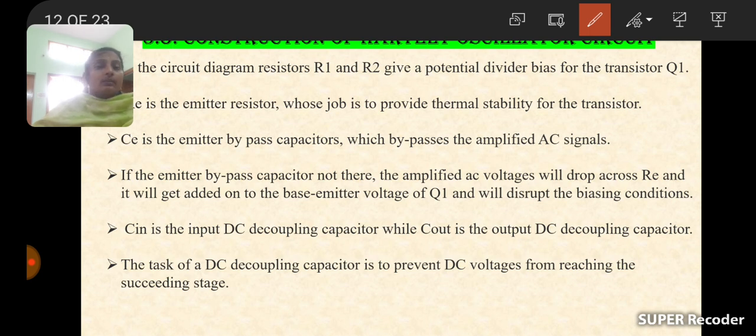If the emitter bypass capacitor is not there, the amplified AC voltage will drop across RE and it will get added to the base emitter voltage, and that will disturb the biasing condition. Cin is the input decoupling capacitor, while Cout is the output DC decoupling capacitor. The task of the DC decoupling capacitor is to prevent DC voltage from reaching succeeding stages. Is it clear?